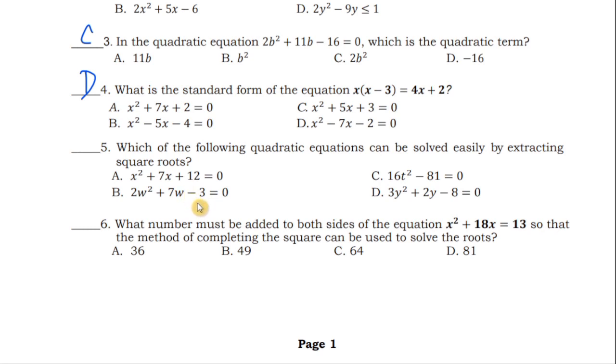Which of the following equations can be solved easily by extracting square roots? A, x squared plus 7x plus 12 equals 0; B, 2w squared plus 7w minus 3 equals 0; C, 16t squared minus 81 equals 0; D, 3y squared plus 2y minus 8 equals 0. So the answer of number 5 is C. What number must be added to both sides of the equation x squared plus 18x equals 3 so that the method of completing the square can be used to solve the roots? A, 36; B, 49; C, 64; D, 81. The answer is D.